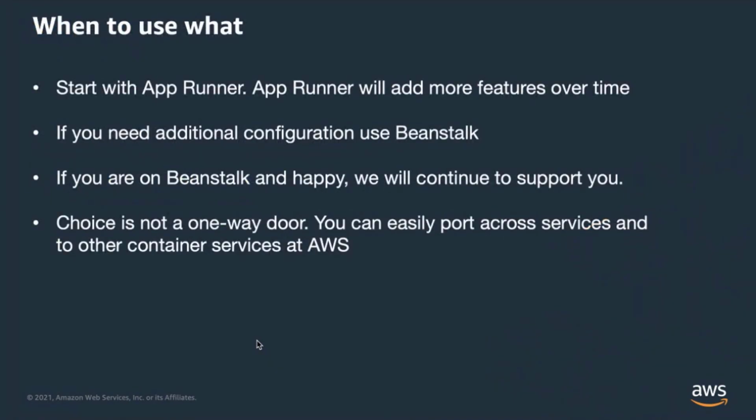So the general guidance is just to start with AWS App Runner. It's a simpler operational model. You get a better cost model. The pricing is a lot more granular. You also don't manage as much surface area as you do with Beanstalk. But of course, App Runner will be adding more features over time, while Beanstalk has been around for a while, and App Runner will reach parity. We're going to continue to add features, as you'll see in our roadmap later.